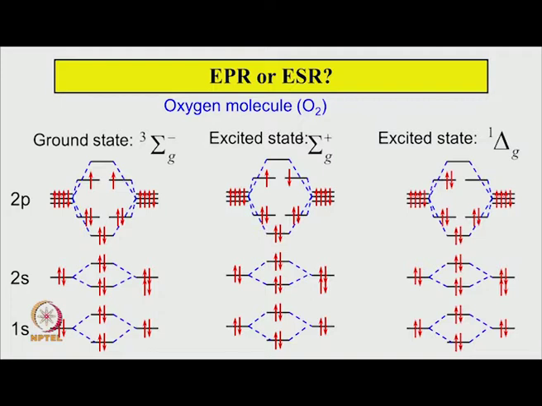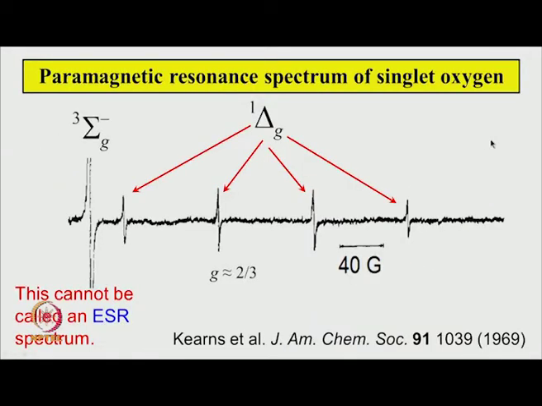magnetic resonance spectrum, which is shown here. So, this singlet oxygen gives rise to these 4 lines, and this spectrum also has another line which is present here, which is very intense, and actually comes from the ground state triplet oxygen. So, you see that one can see the EPR spectrum of a molecule which has no spin angular momentum, but only pure orbital angular momentum. So, this cannot be called an ESR spectrum.